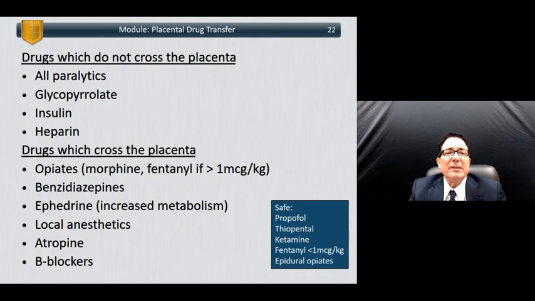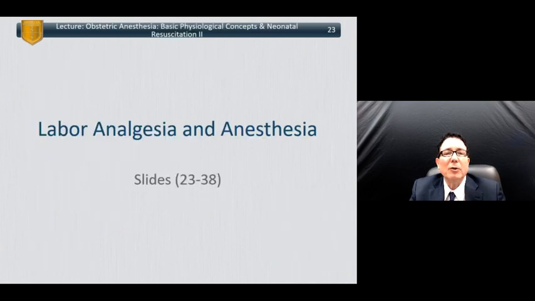What are drugs, in summary, that do not cross the placenta? All paralytics, glycopyrrolate, insulin, and heparin. Drugs which cross the placenta: opiates, morphine, fentanyl if more than 1 mic per kilo, benzodiazepines, ephedrine with increased metabolism, local anesthetics, atropine, and beta blockers. Safe drugs: propofol, thiopental, ketamine, fentanyl in less than 1 mic per kilo, and epidural opioids.